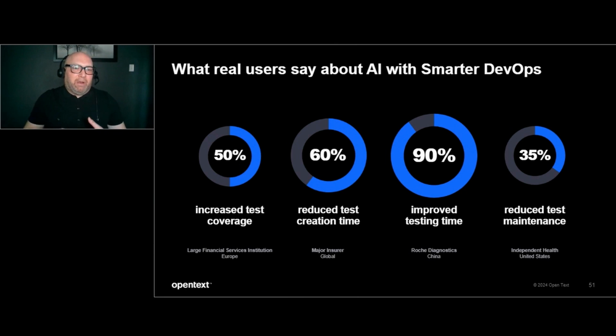And if we look at what our real customers are saying about AI today, the numbers tell all. 50% of our customers saw an increase in test coverage. We got 60% reduction of test creation time, and 90% improvements in testing time. And we got another 35% reduction in test maintenance.